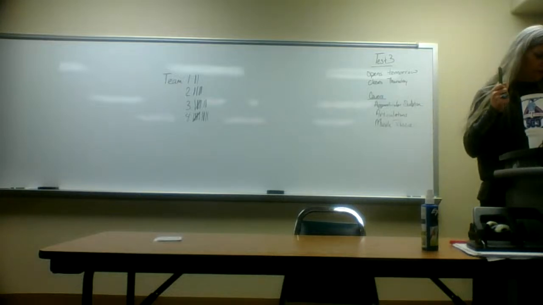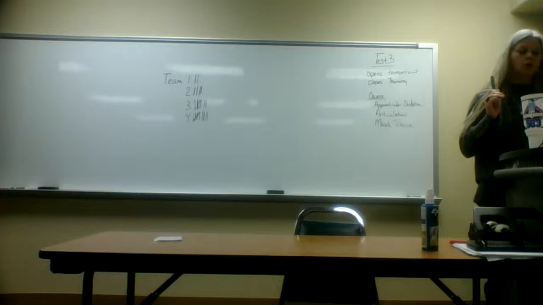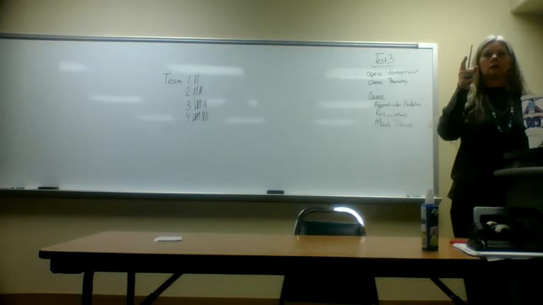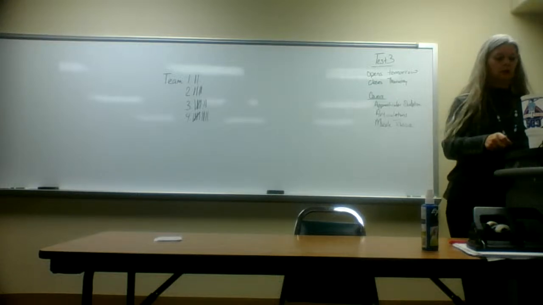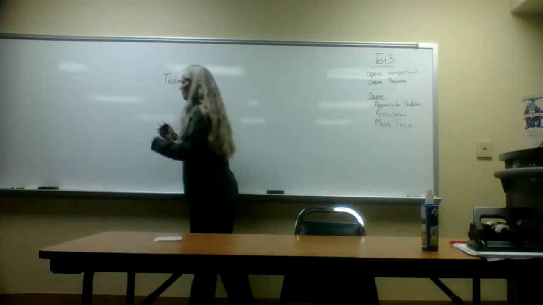Green. When a muscle remains the same length, but the tension increases, what is that called? Isometric contraction. Isometric contraction. We get tension, but we don't get any movement.